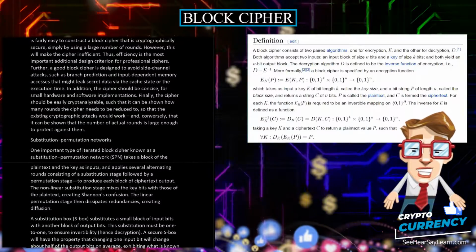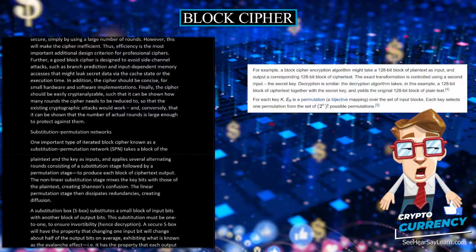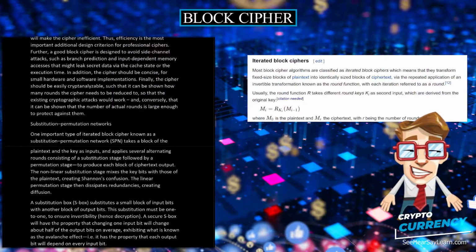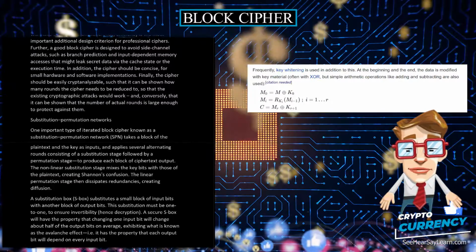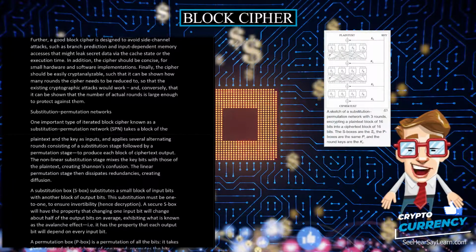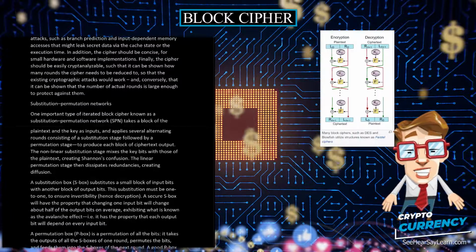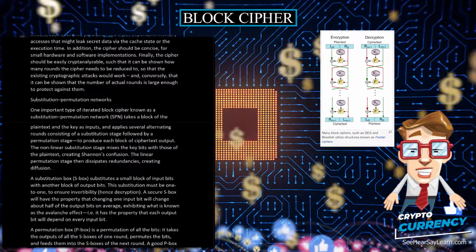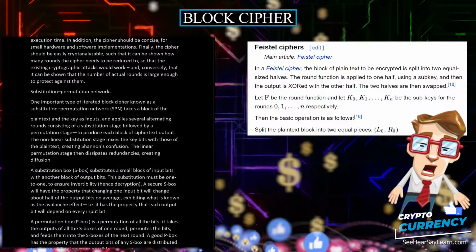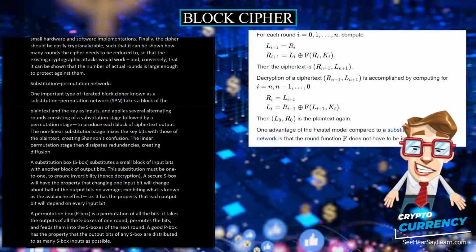Substitution permutation networks. One important type of iterated block cipher, known as a substitution permutation network, SPN, takes a block of the plaintext and the key as inputs, and applies several alternating rounds consisting of a substitution stage followed by a permutation stage, to produce each block of ciphertext output. The nonlinear substitution stage mixes the key bits with those of the plaintext, creating Shannon's confusion. The linear permutation stage then dissipates redundancies, creating diffusion.